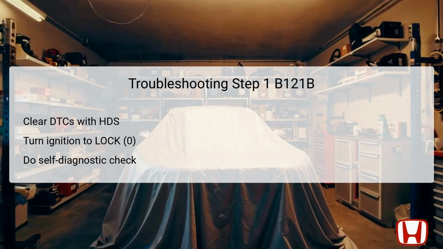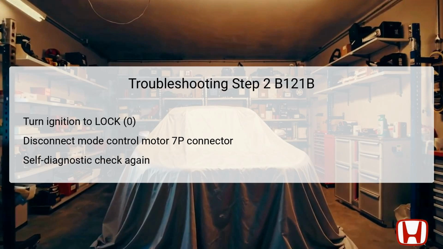If it does, the technician should proceed to the next troubleshooting step, reinforcing the likelihood of a persistent issue rather than a one-off failure. In this second troubleshooting step, start by turning the ignition switch back to the lock position. Next, disconnect the mode control motor's 7P connector, which is crucial for isolating the motor from the circuit. After the connector is removed, turn the ignition to the on position. Again, conduct a self-diagnostic check with the HDS or the climate control unit. The goal is to determine if DTC B121B reappears.